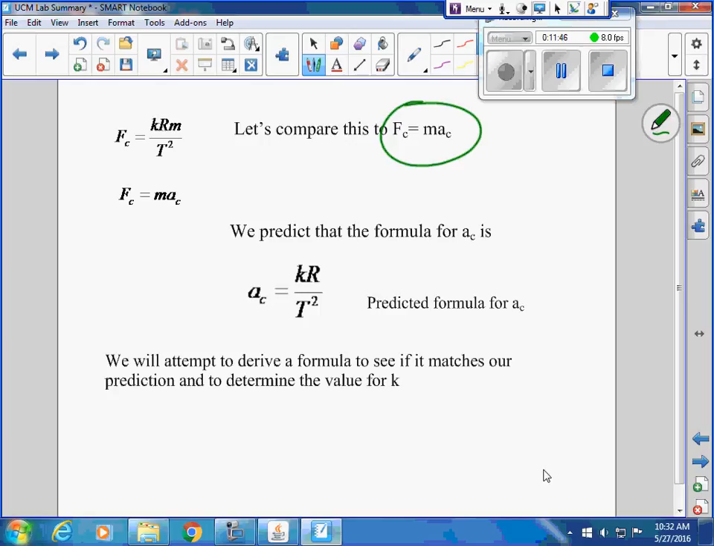Are you with me so far? Let me just summarize what we've done, Nate. I've taken the results from the experiment, the graphs, come up with what type of relationship it is, combined those proportionalities together, and come up with a statement that we think is going to be the formula. All I've done is said, okay, from our work, we think that the formula for acceleration is going to be kR over T squared. Now, mathematically, we're going to try to come up with that number and prove it.